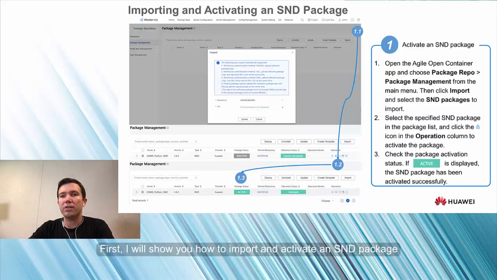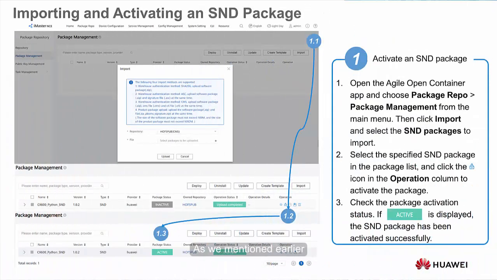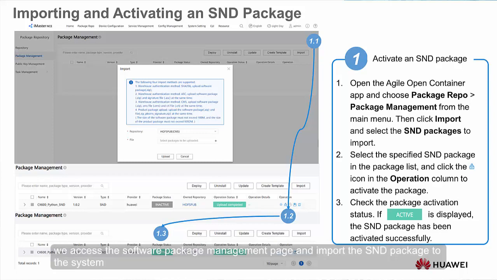First, I will show you how to import and activate an SND package. As we mentioned earlier, the AOC manages devices of different vendors based on SND packages, which contain the device's model and protocol configurations. To import and activate an SND package in the AOC, we access the software package management page and import the SND package to the system.